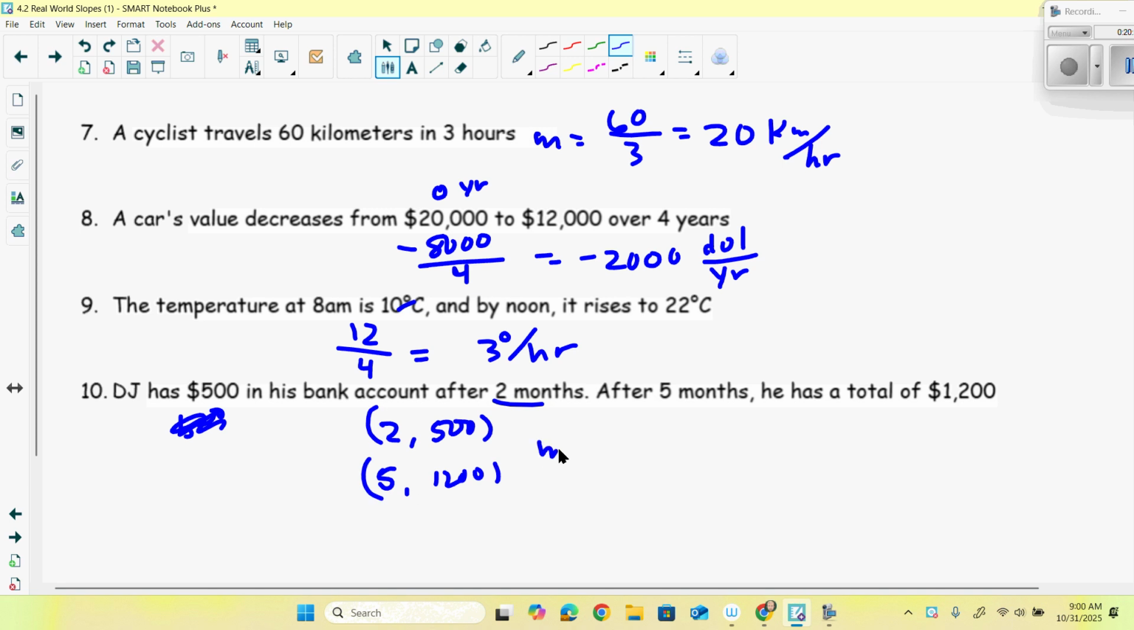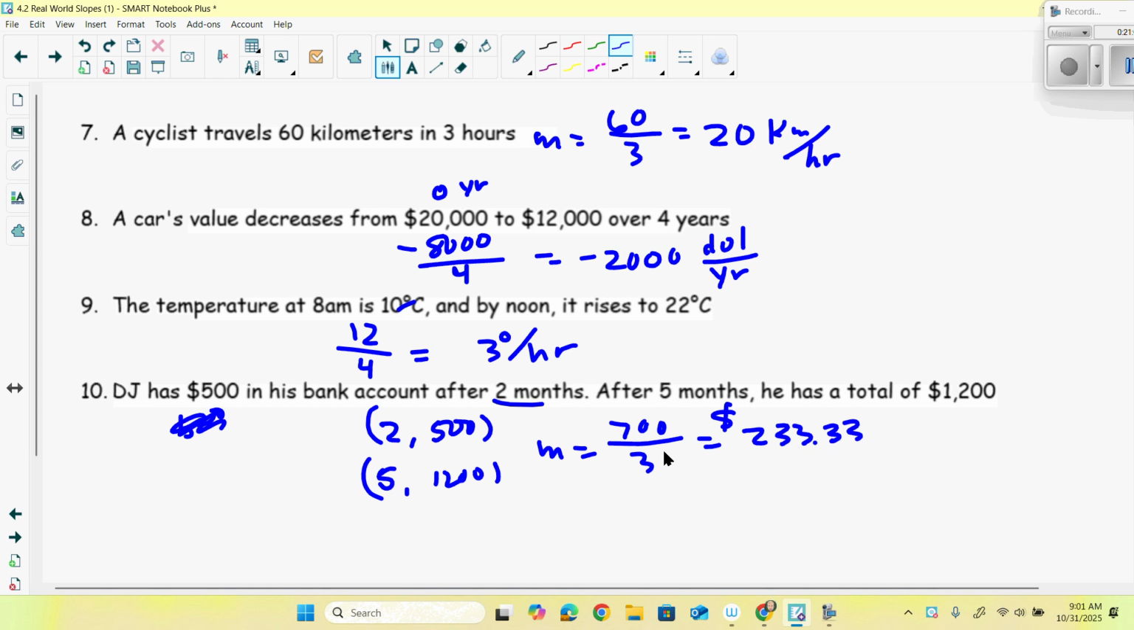So my m, the thing I'm trying to find, my rate of change, is going to be 1,200 minus 500, 700. 5 minus 2 is 3. So that's a good sign. At least his money's going up. And then to be able to write this as a unit rate, I get 233.33. And that means, on average, he's investing or saving $233.33.